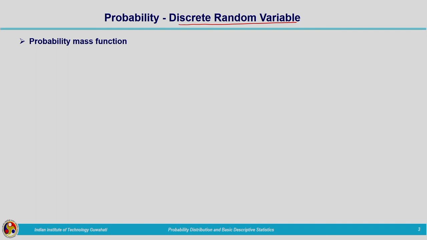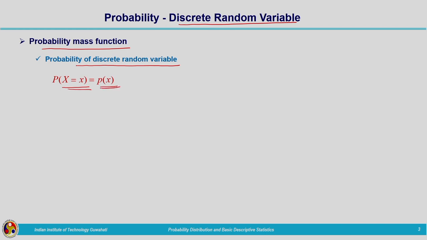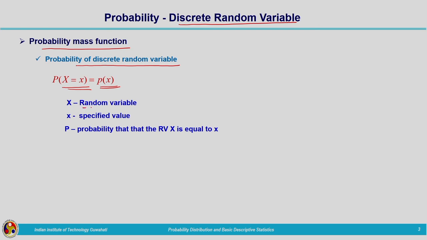Now let us discuss the probability distribution corresponding to discrete and continuous random variables. First, we'll start with the discrete random variable. In the case of a discrete random variable, we call this relationship the probability mass function. Probability mass function represents the probability of a discrete random variable. It is represented by capital P of X equal to small x is equal to p of x. In this expression, capital X is the random variable, small x is the specified value which can be taken up by the random variable capital X, and uppercase P represents the probability that the random variable X is equal to x.